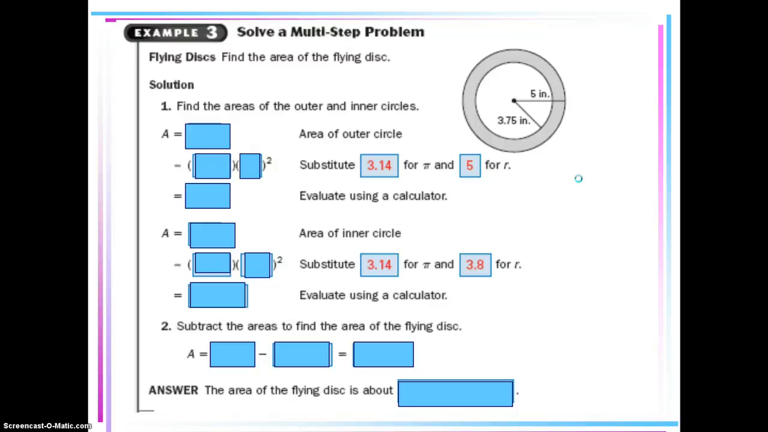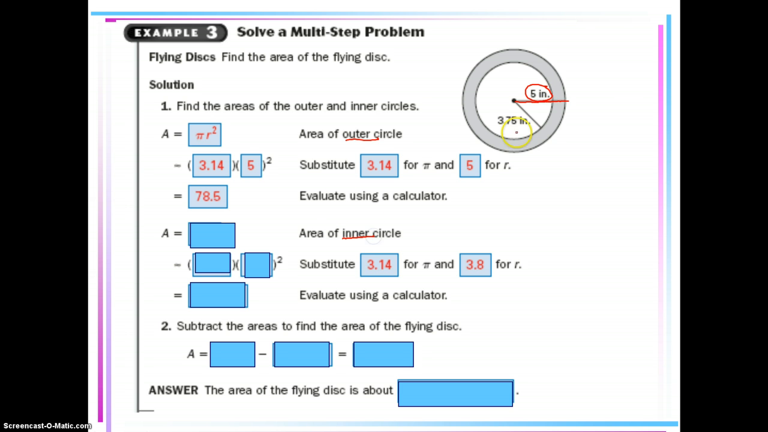We can solve a multi-step problem by finding the areas of the inner and outer circles. So let's talk about the outer circle first. This is the gray one. Still using pi r squared, and the outer circle radius is 5. Substitute that in. 5 times 5 is 25. 25 times pi is 78.5.